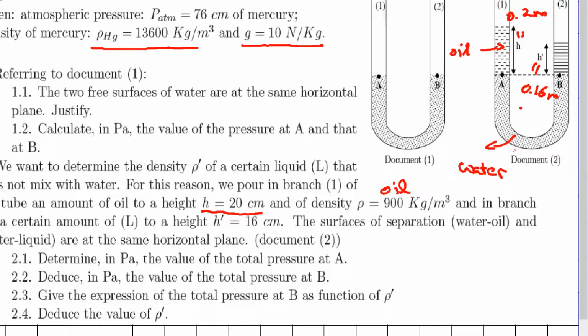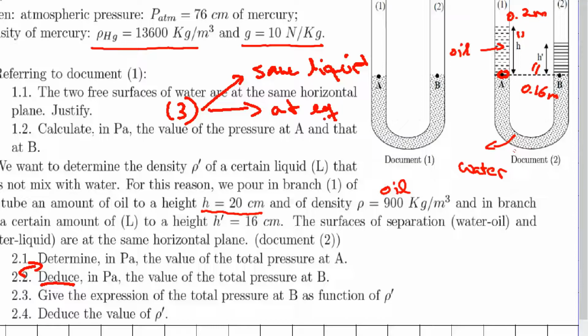Now in 2.2, deduce in Pascal the value of the total pressure at B, and by deduce it means that we need to use the previous part. In part 2.1 we have determined the pressure at the point A, so using this we need to determine the pressure at the point B, and noticing that the points A and B are in the same horizontal level. So let's use the rule of 3 in order to deduce the pressure at the point B. So the rule of 3 says the following: same liquid at equilibrium, and either we say same pressure or same horizontal level.